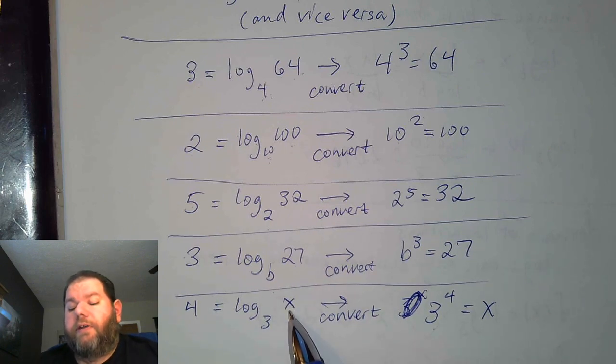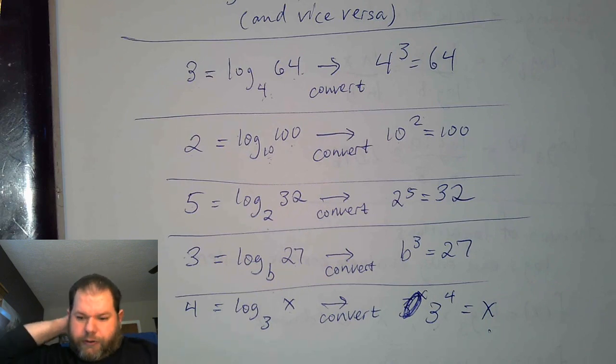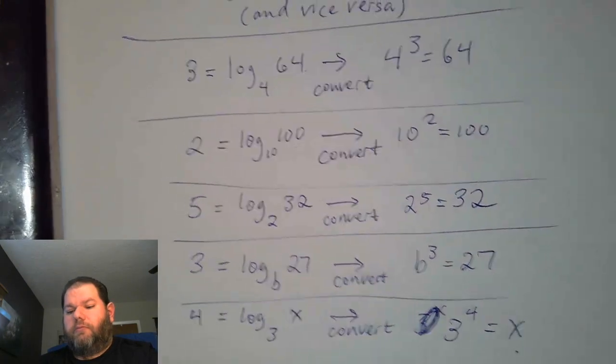So if the unknown is here, then we can solve for it here. And that's actually how we will end up solving some of these different equations that have logarithms in them. It's based entirely on this conversion formula. All right. Now the conversion formula does work both ways.